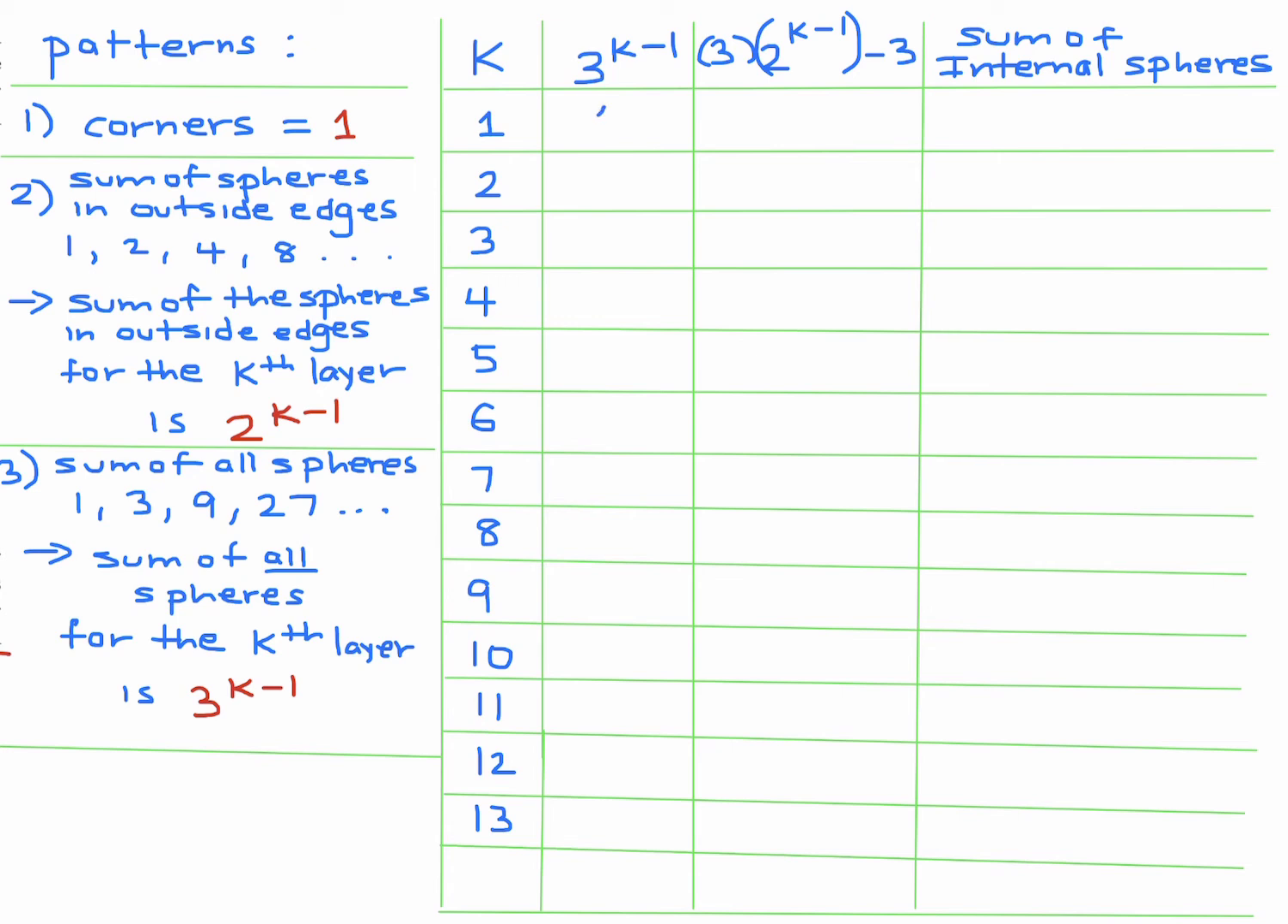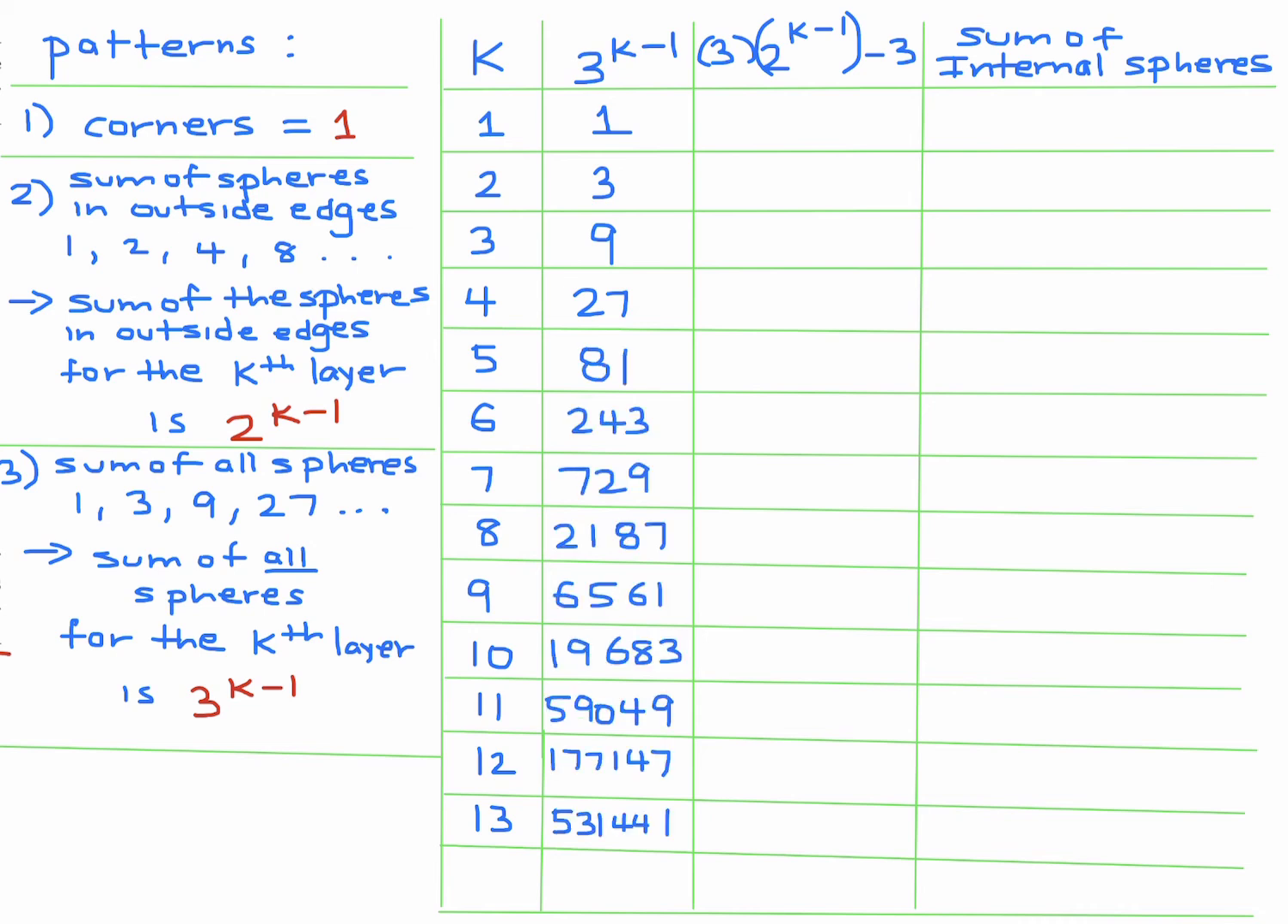If k is 1, 3 to the k minus 1 is 1. If k is 2, 3 to the k minus 1 is 3. And then 9, then 27, and then 81, and so on. So I'll fill all these out. And in a very similar way, I've got to figure out these numbers. But the good news is that for the first few, there is no reason to figure out these numbers because there's no internal spheres.